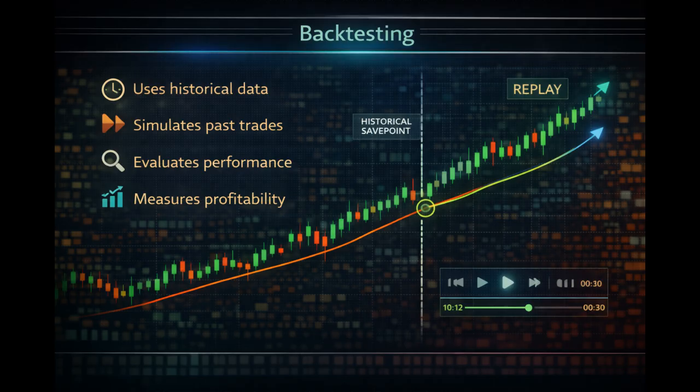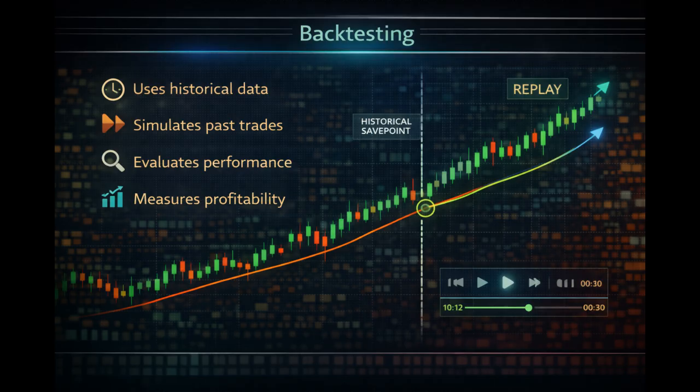1. Define the trading strategy rules. 2. Collect historical market data. 3. Apply the strategy rules to the historical data. 4. Simulate trade entries and exits. 5. Calculate performance metrics. For example, a Renko strategy may include the following rules. Enter a buy trade when 2 consecutive green Renko bricks appear above a moving average. Exit the trade when a red brick appears. A backtesting system scans historical data and executes these rules automatically to simulate trades. The results help determine whether the strategy performs consistently over time.